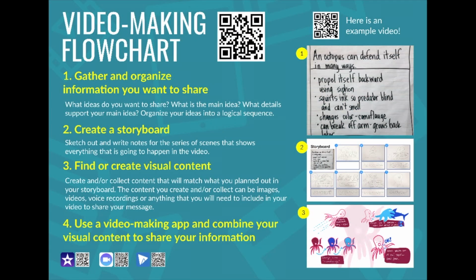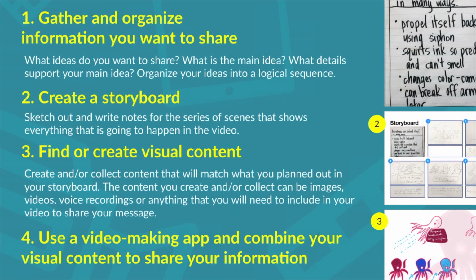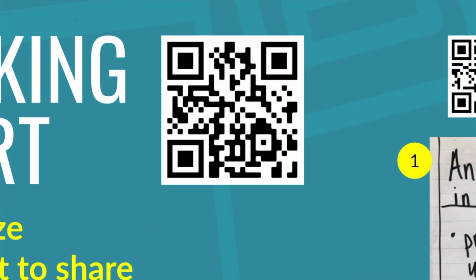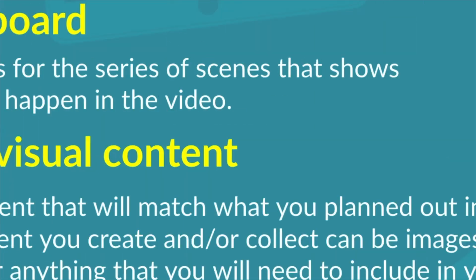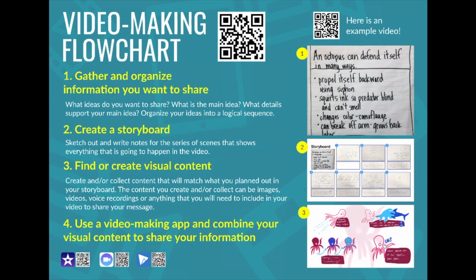Here's an example of the poster I created that contains the steps for creating a video: gathering and organizing information, creating a storyboard, finding or creating visual content, and then using software to combine visual content into a video. So here's the QR code for the video tutorial, a code for my example video, and at the bottom, there are additional tutorials for Apple's Clips and WeVideo, just in case students did not want to use iMovie.